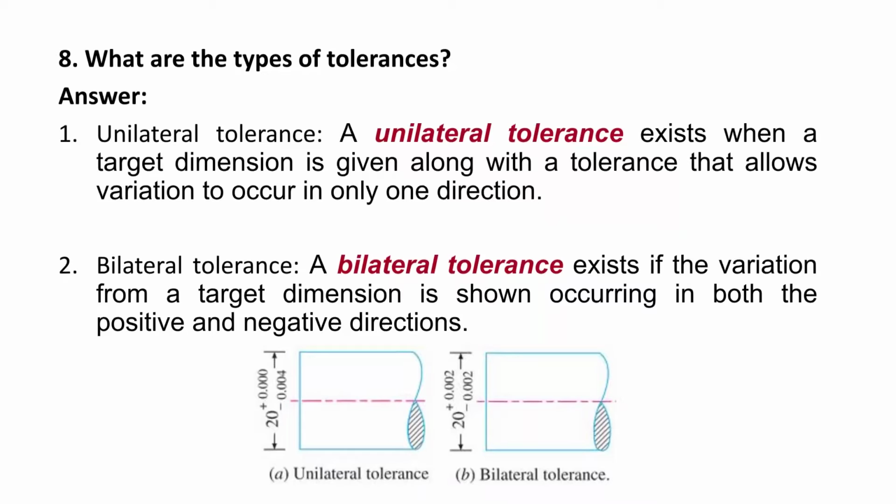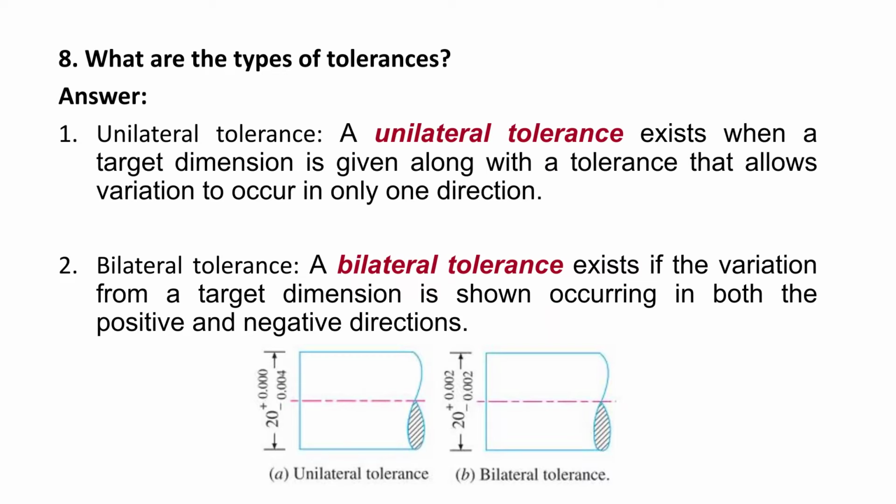A unilateral tolerance exists when a target dimension is given along with a tolerance that allows variations to occur only in one direction. So in the first diagram you can see the basic dimension is 20 and the upper tolerance is 0.000 mm, whereas the lower tolerance is 0.004 mm. Right? So here the tolerance is provided on the lower side only, and this is an example of unilateral tolerance because we have provided the tolerance only at one side, either lower or upper. Here the tolerance is provided on the lower side, so this is known as unilateral tolerance.